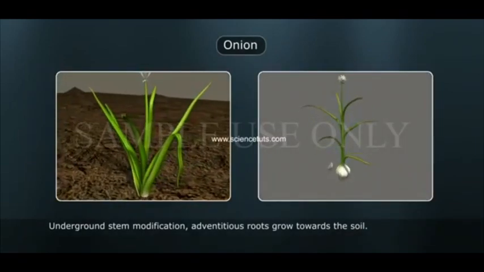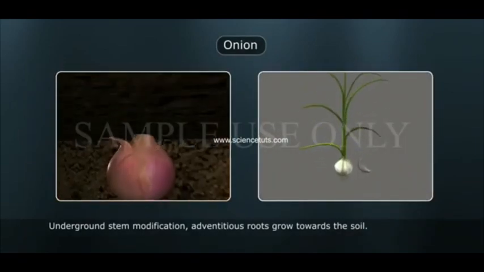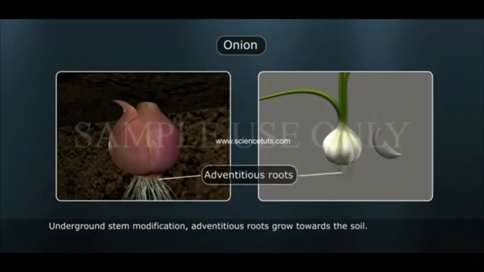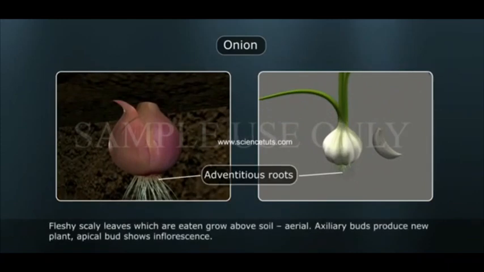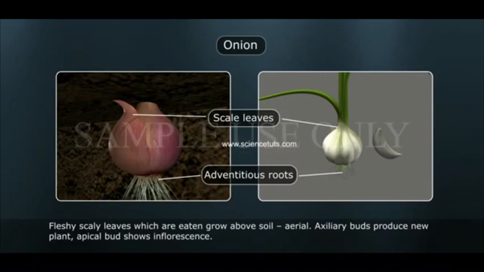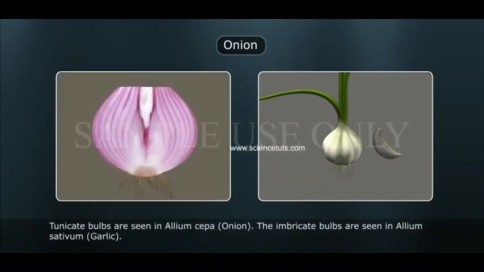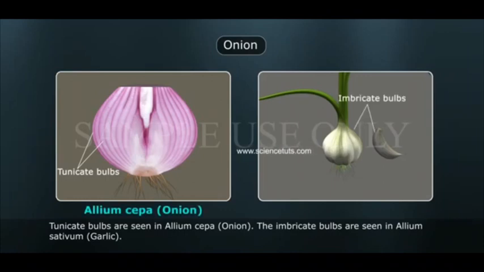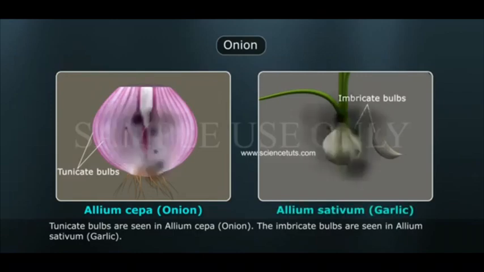Bulb. Underground stem modification. Adventitious roots grow towards the soil. Fleshy, scaly leaves, which are eaten, grow above the soil, aerial. Axillary buds produce new plants. Apical bud shows inflorescence. Tunicate bulbs are seen in Allium cepa, onion. The imbricate bulbs are seen in Allium sativum, garlic.